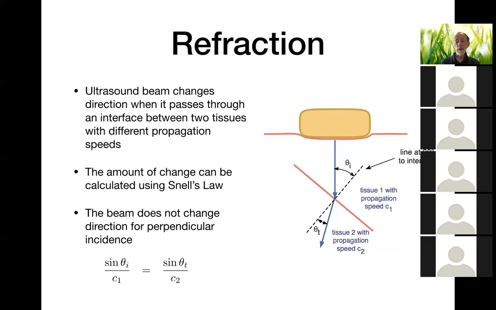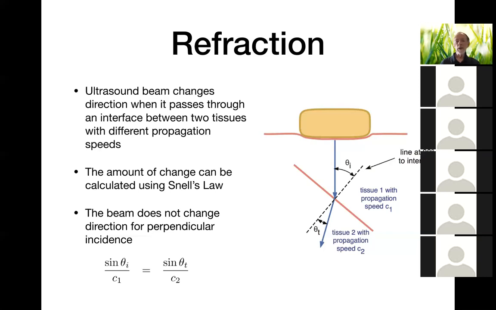Once again, there is a special case. And once again, it's our friend perpendicular incidence. So when the beam hits a tissue interface at 90 degrees, it won't be deflected to the left or to the right. It will go straight through regardless of the propagation speeds.